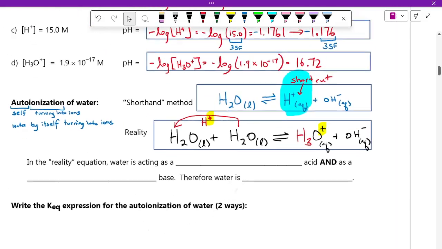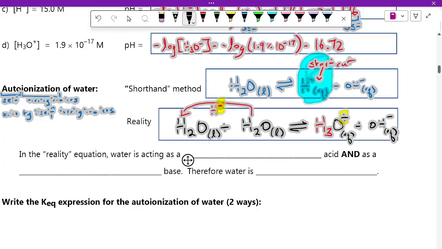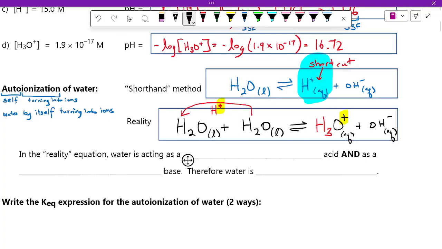In reality, water is acting as a, and this is a word you're going to learn next week, it is acting as a Bronsted-Lowry acid and is a Bronsted-Lowry base. Now, what the heck is a Bronsted-Lowry acid and a Bronsted-Lowry base?